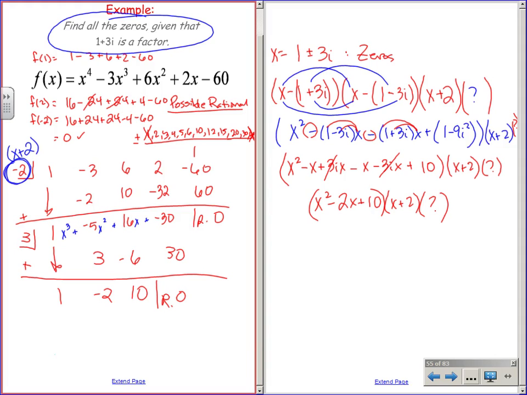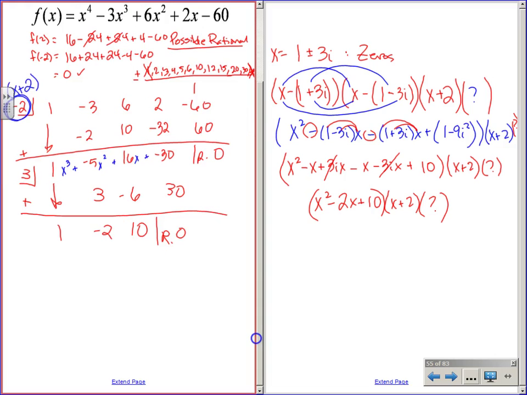Wait a minute. So we could have just kept going a little bit more, and what do you see? I would have had my x plus 2, my x minus 3, and my x squared minus 2x plus 10. That's that guy.